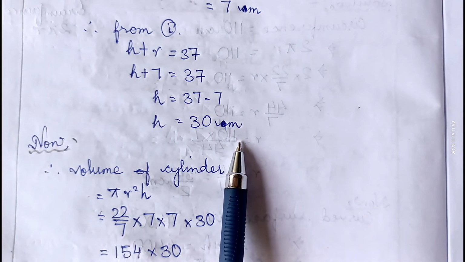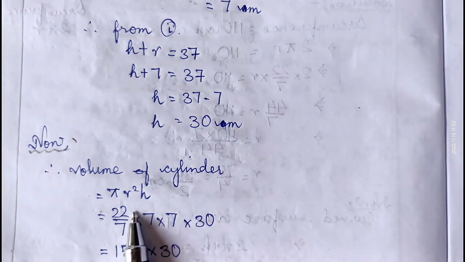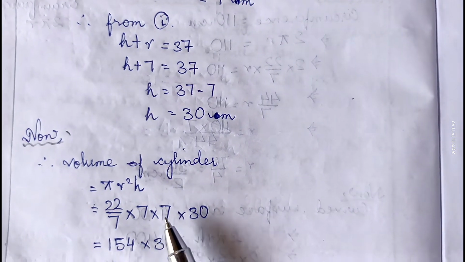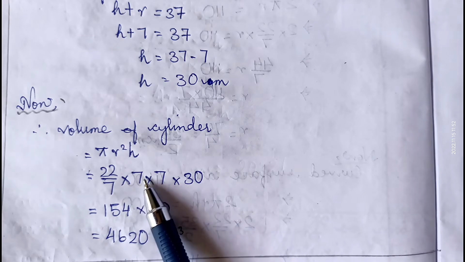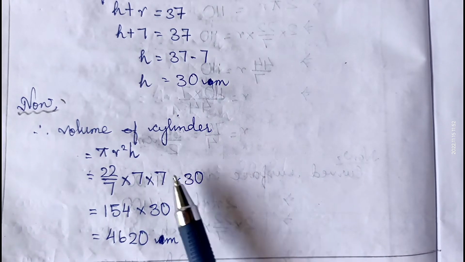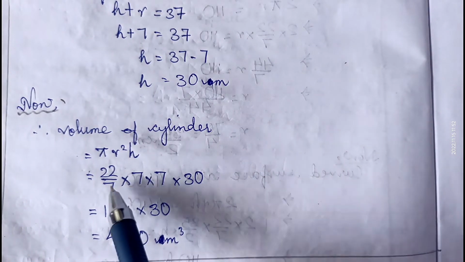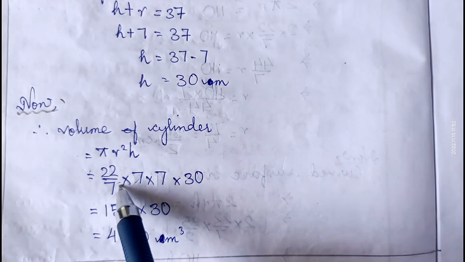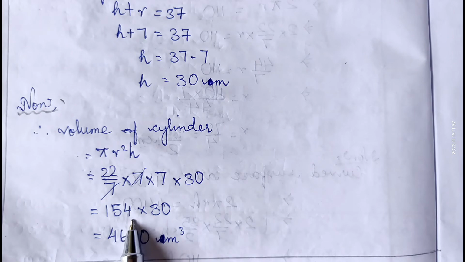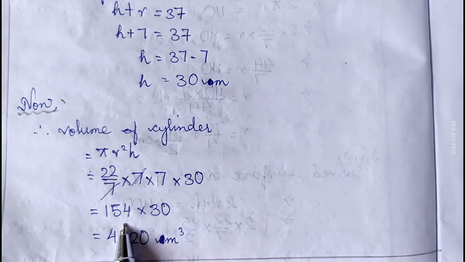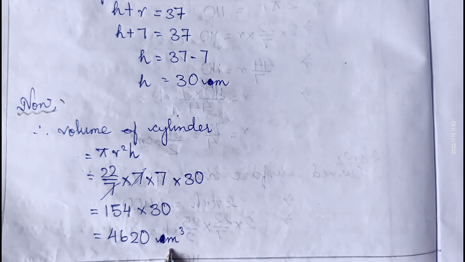Now we have to find the volume of the cylinder. Volume of the cylinder formula is pi r square h. Pi is 22 by 7. Radius we got 7. So 22 by 7 into 7 into 7 into height, which is 30. This 7 and this 7 can be cancelled. If I cancel, then it will be 22 into 7. It will be 154 into 30. 154 into 30 is 4620 meter cube, which is the required volume.